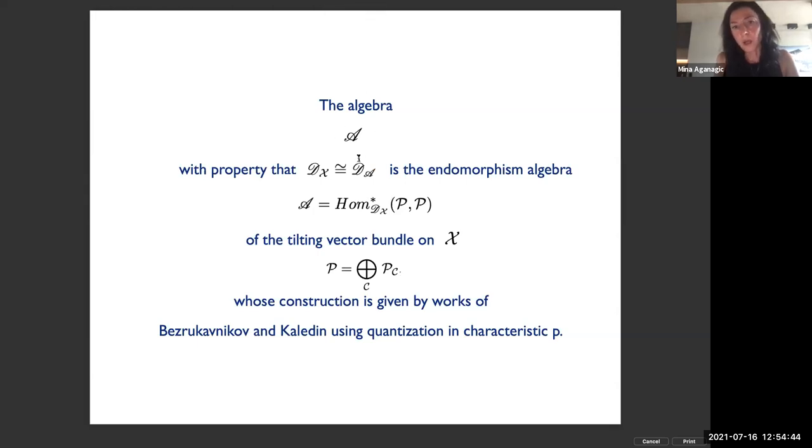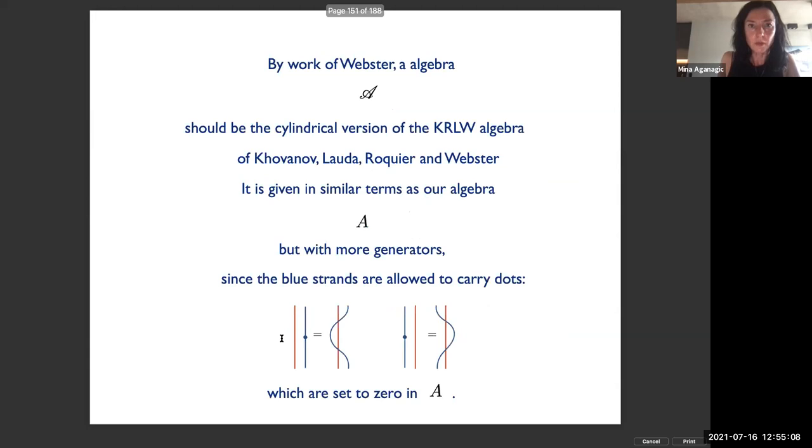The algebra script A, or the big A, whose derived category of modules is the derived category of coherent sheaves on the big X, is the endomorphism algebra of the tilting vector bundle on the big X, whose construction is given in works by Bezrukavnikov and Kaledin using quantization of X in characteristic p. By work of Webster, the algebra big A should be the cylindrical version of the KLRW algebra; in fact, it's his theorem that this is true. It's given, as I said, in similar terms, but it has more generators and more relations, and the blue strands are allowed to carry dots that are set to zero in small a.